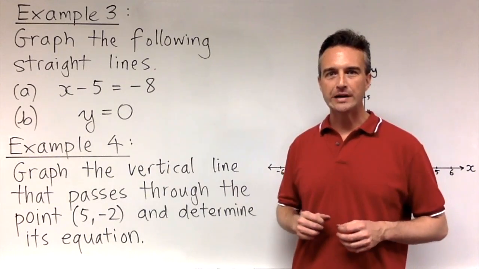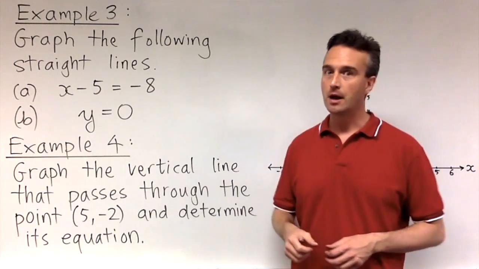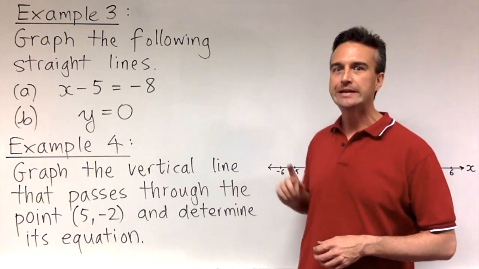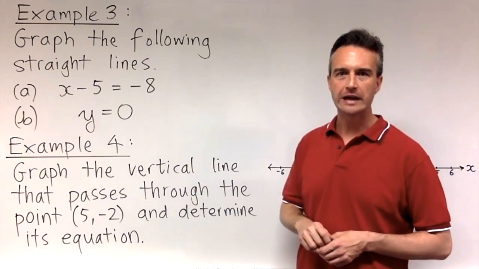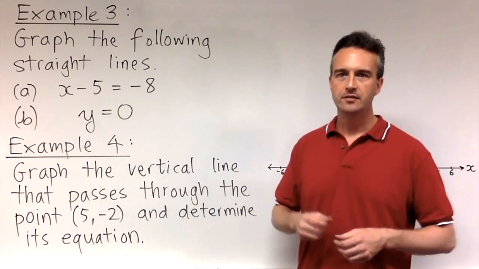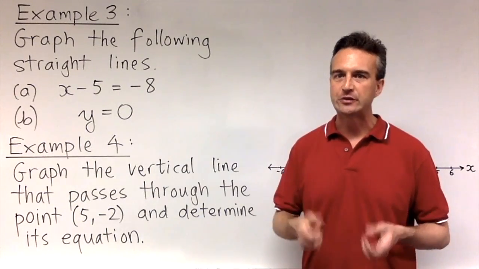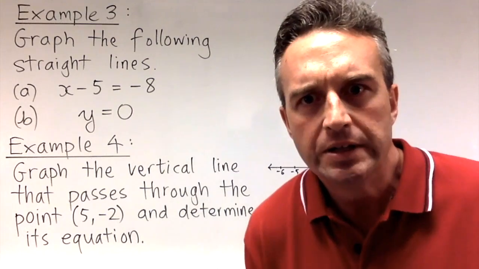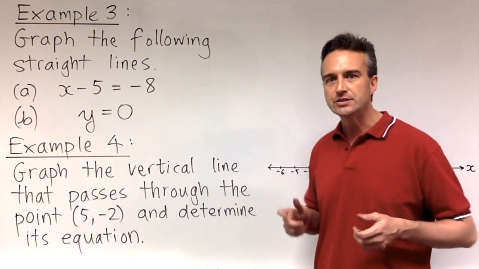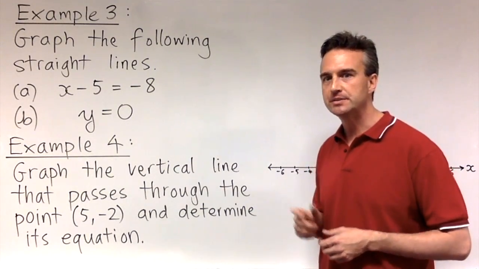Would you like a little more practice? If the answer is yes, please try examples 3 and 4. In example 3, which line was horizontal and which line was vertical? From example 3, were you able to figure out the equation of the x-axis? If so, what is it? And what's the equation of the vertical line to be determined in example 4?